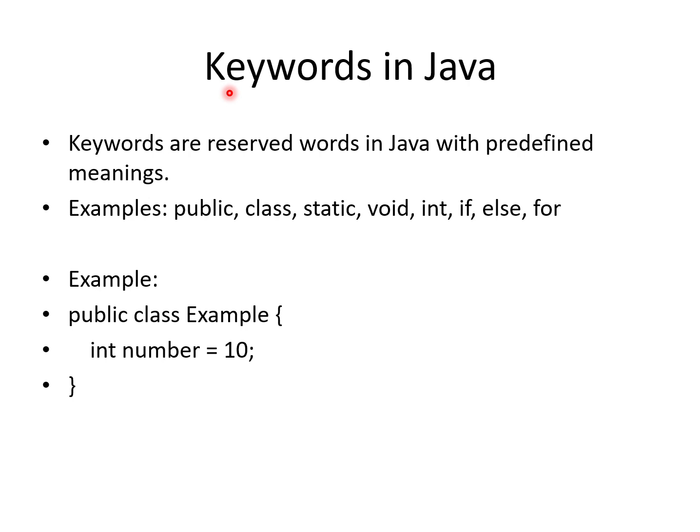Keywords in Java. Keywords are reserved words in Java that have predefined meanings. For example, public, class, static, void, int, if, else, for. In this example, public, class, and int are the keywords. Java has 50 plus keywords like this.